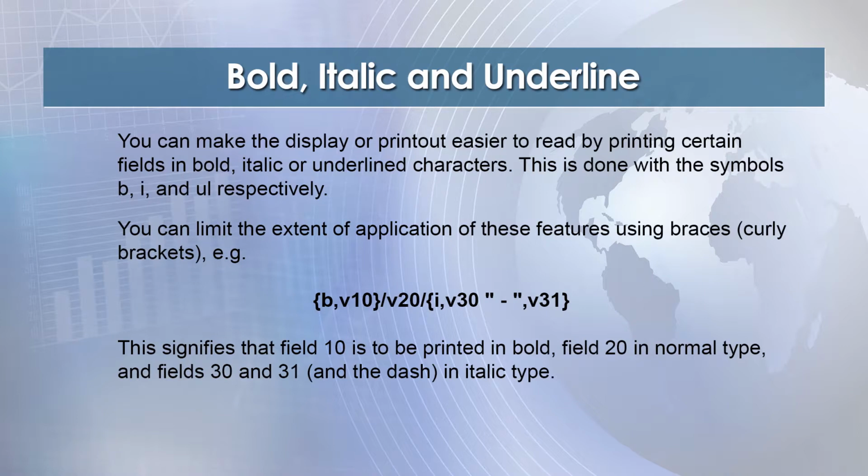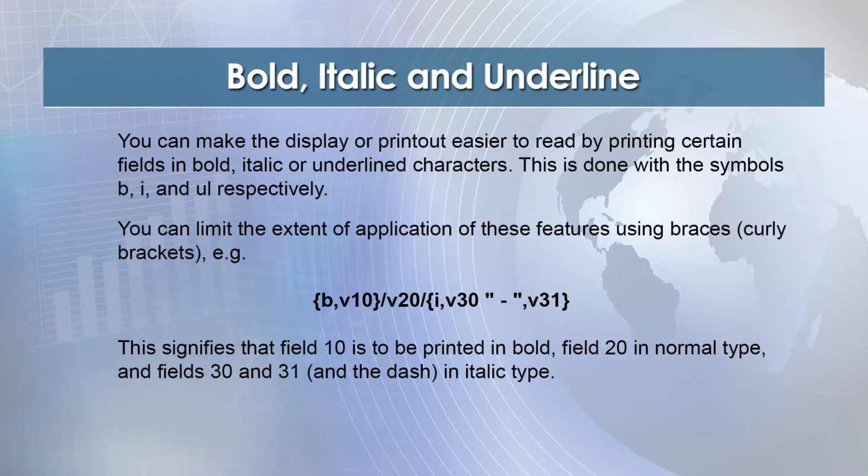Apart from font size and font color, you can also control their appearance like bold, italics, underline, etc. For bold the command is simply B, for italics the command is simply I, and for underline the command is simply U. And here in this example you see I want to display V10 in bold, but not the other field, and V30 in italics.